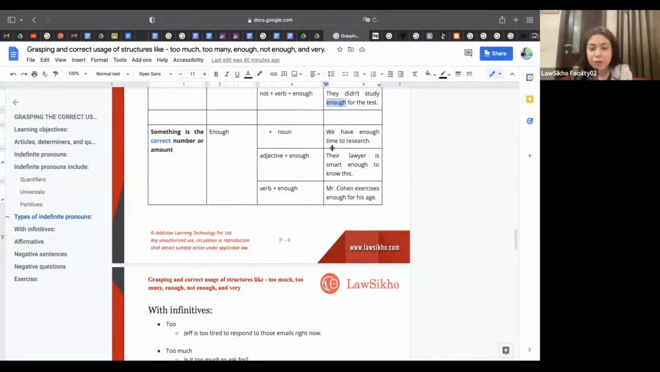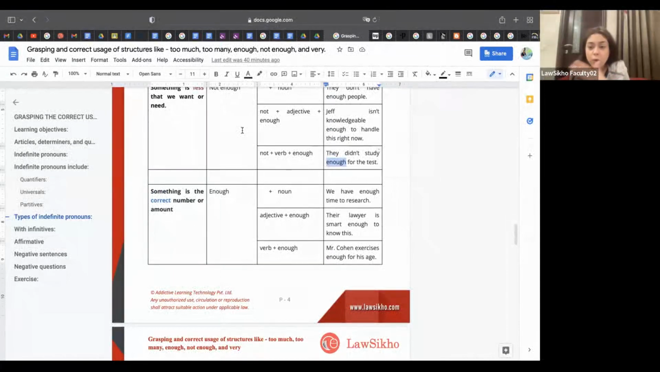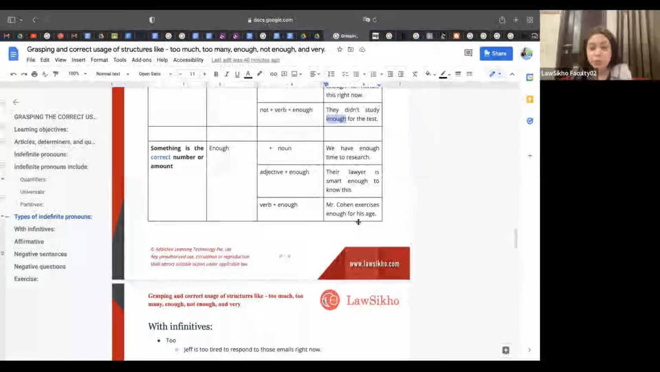You only use "enough." Now, a very frequent common error is the usage of "not enough" and "enough." "Not enough" will only denote that it is less, whereas "enough" used alone will denote that it is exactly the amount which was desired. Enough followed by a noun: we have enough time to research. Adjective followed by enough: their lawyer is smart enough to know this. Verb followed by enough: Mr. Cohen exercises enough for his age.